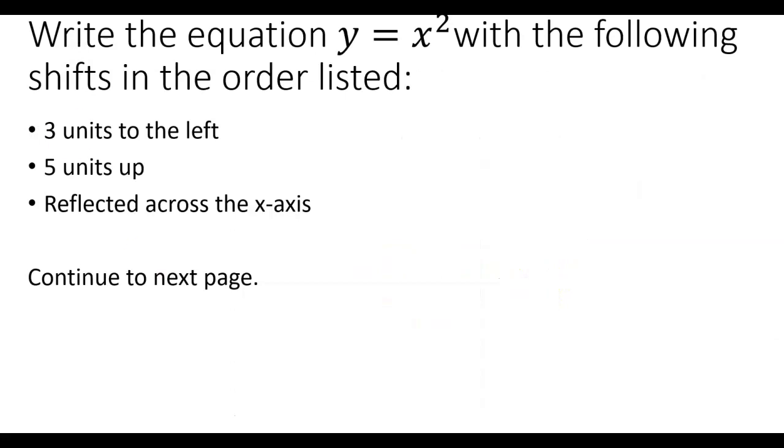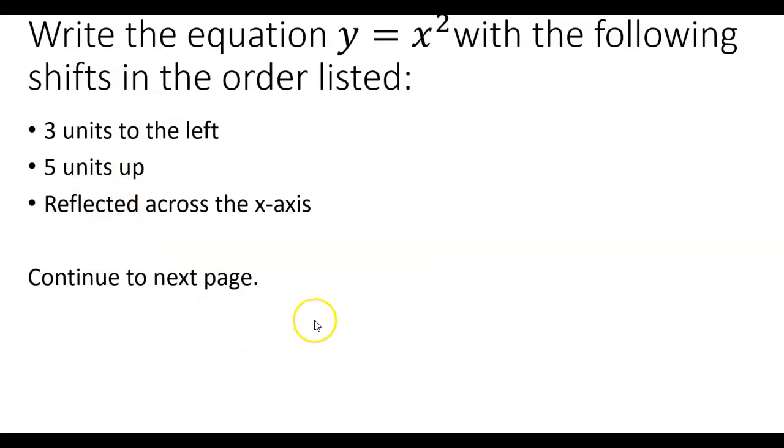All right. Write the equation. Y is equal to x squared with the following shifts in the order listed below. So first we want to move this 3 units to the left. Then we want to do 5 units up. And then we want to reflect it across the x-axis. So I would like you to try that first, to write a function. This is a quadratic starting with y equals x squared, applying these 3 translations in the following order. So pause the video now, give it a try.